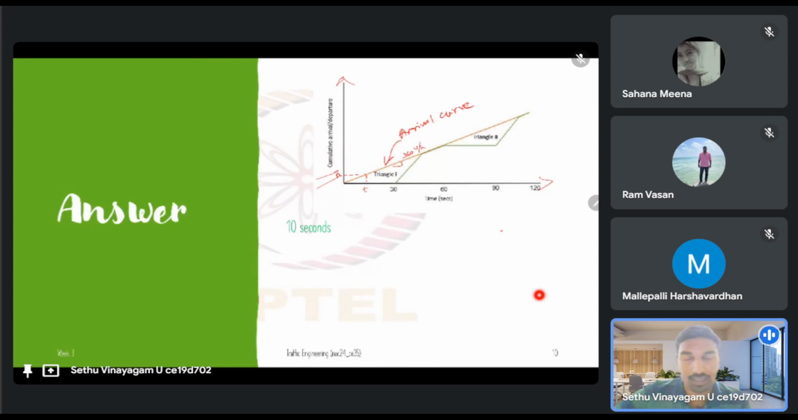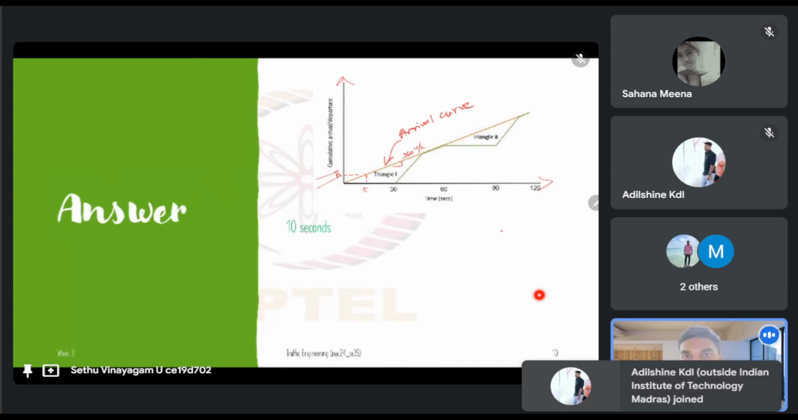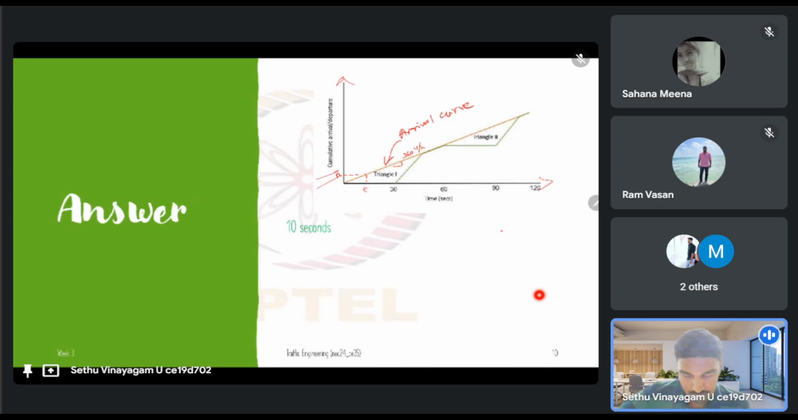And then the green line represents the departure curve, which is how many vehicles are crossing this intersection and then going. Initially, we are assuming that for 30 seconds there is a red duration. From t equal to 0 to t equal to 30, there is a red duration, which means that no vehicle will be able to cross it. That's why the slope of this departure curve is 0. So no vehicles are crossing.